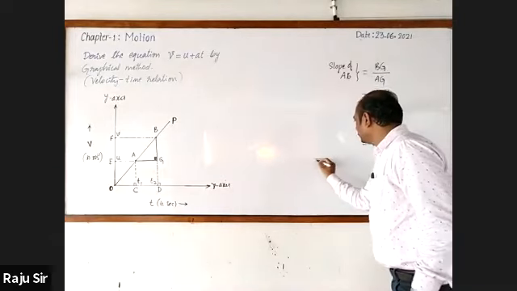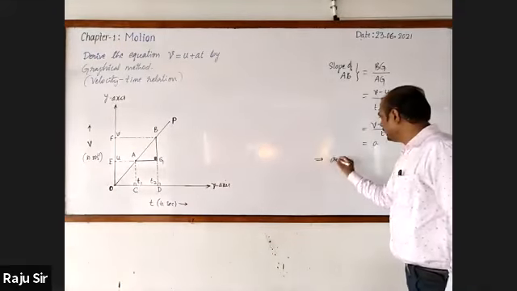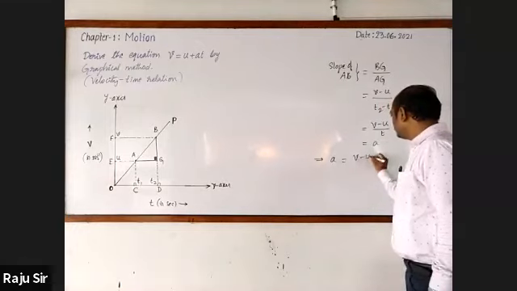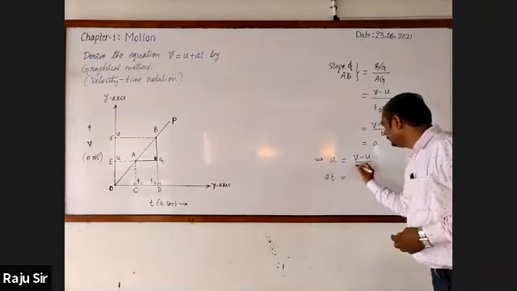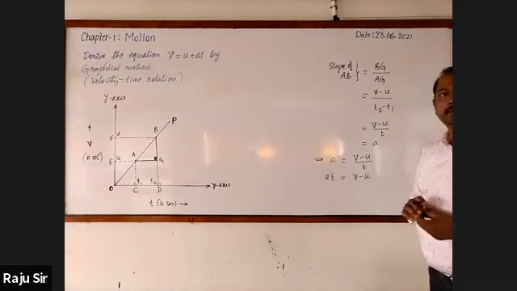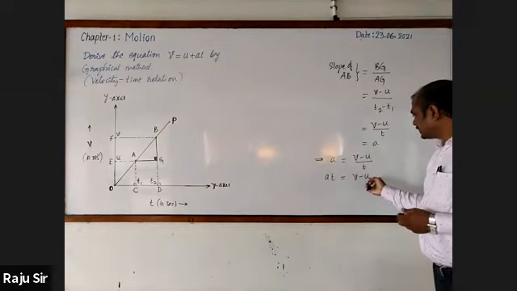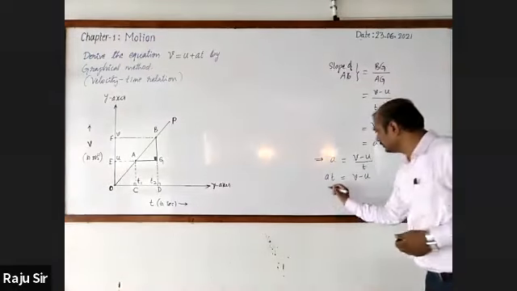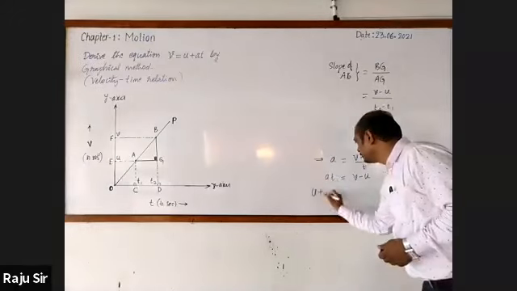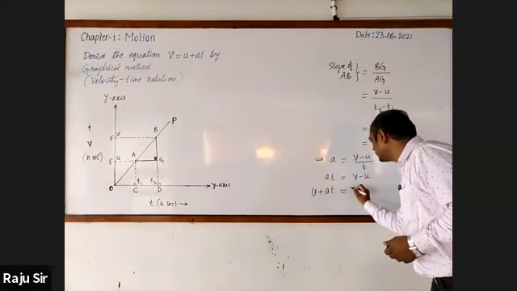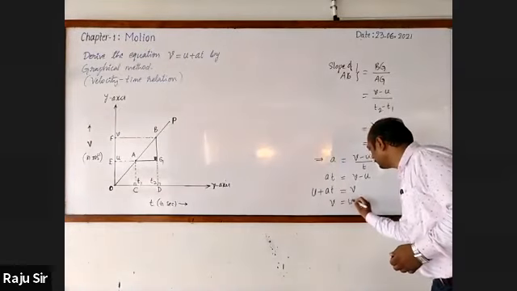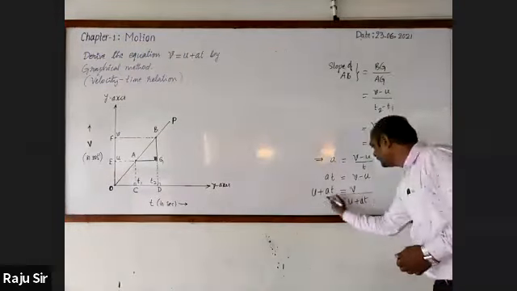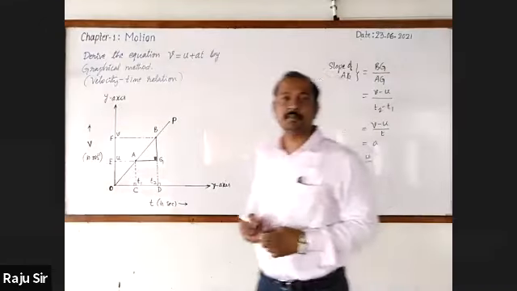Okay. Now I'll take that acceleration formula. A is equal to V minus U by T. Cross multiply, it will be AT is equal to V minus U. Transfer minus U to the left hand side, it becomes plus U. Plus AT is equal to V. And this can be rewritten as V is equal to U plus AT. Hence, it is derived. Is it not simple?